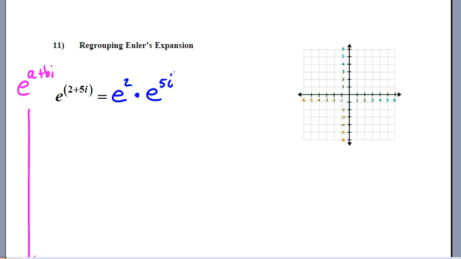The e to the 5i part, that's an Euler deal. It will have a size of 1. But the e squared is definitely not size 1. It's a little bit bigger. And I can just multiply these through later. So this is e squared multiplied by, now here comes Euler, cosine of 5 radians plus i times the sine of 5 radians.